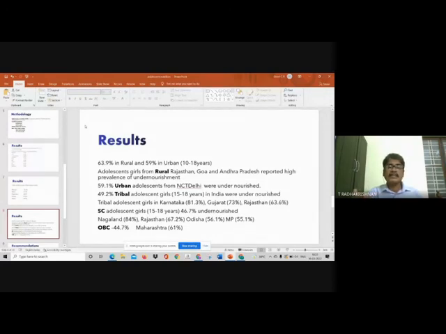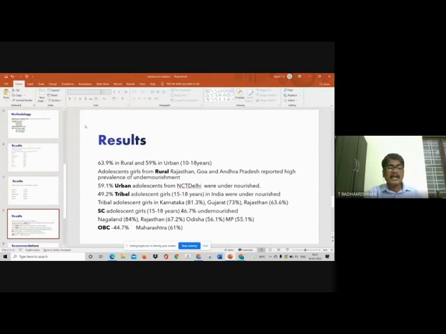49.2% of tribal adolescent girls in the age group of 15 to 18 in India were undernourished. Around 81.3% of tribal adolescent girls in Karnataka were undernourished, 73% in Gujarat, and 63% in Rajasthan.